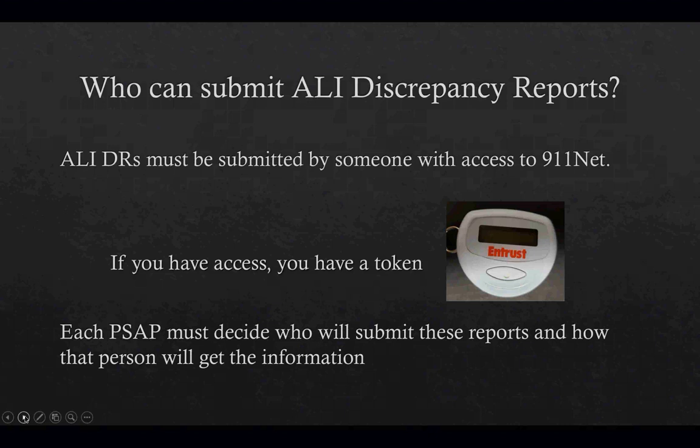You need to make sure that you discuss this internally. Who is going to get these reports? Who's going to collect them? Who's going to get them to a person with a token? And who's going to submit them into the system? Every PSAP can have 2 tokens, and they can have more if needed, but 2 is the standard. So even if you have a vendor or somebody from another department who's handling your GIS data and they have one of your tokens, somebody in the PSAP can have the other one to submit these ALI DRs. You just need to have that conversation and decide locally who is actually going to submit them.